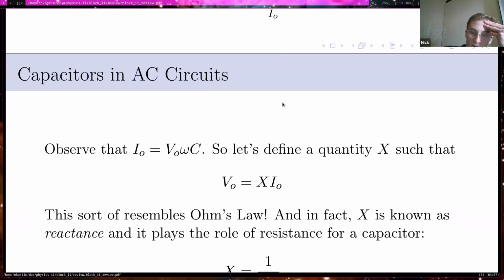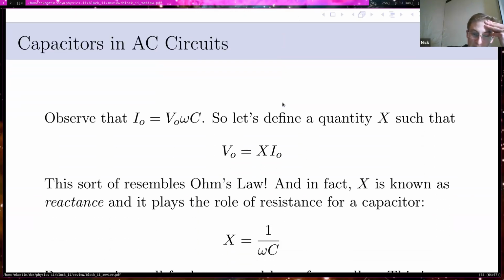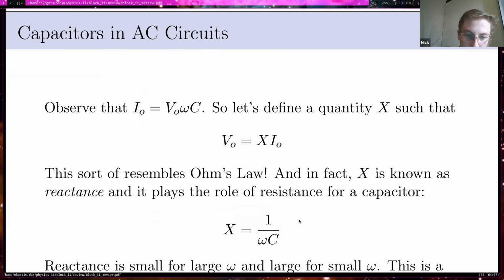So let's define a quantity x such that this expression looks like Ohm's law, right? Because I have V, now instead of IR, I have XR. But what's this quantity x? Well, x is just whatever I have to multiply I naught by in order to get V naught. And that happens to be 1 over omega c. X is known as reactance, and it plays the role of resistance for a capacitor.